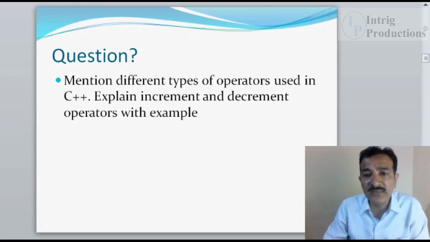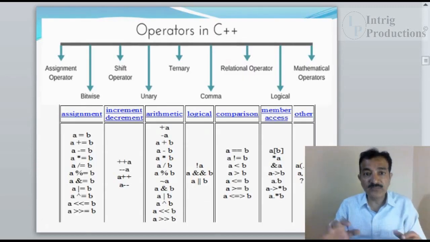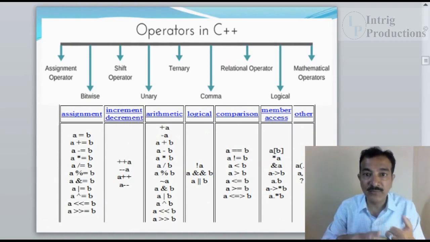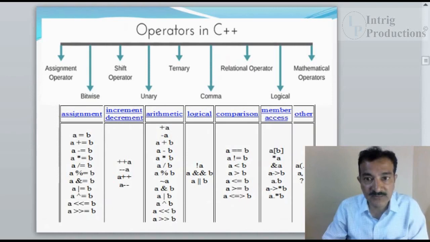So let us see what are the different types of operators. In C++ you have assignment operator, bitwise operator, shift operator, unary operator, ternary operator, comma operator, relational operator, logical operator, mathematical operator. So these are the different operators that you have in C++.